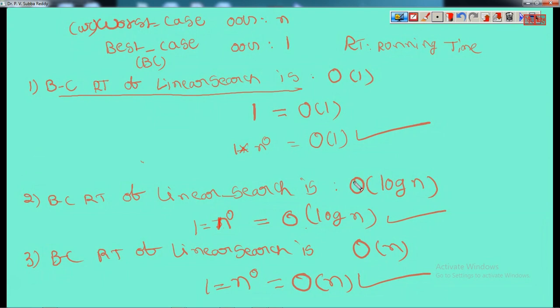Is it big O of log n? This is wrong. Why? n power 0 is log n, and n power 0 is not more than log n. No, that's why this is wrong.